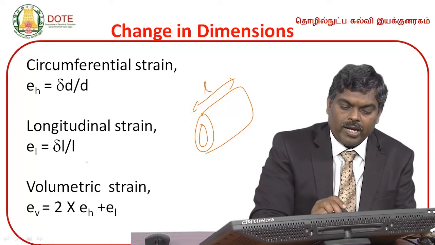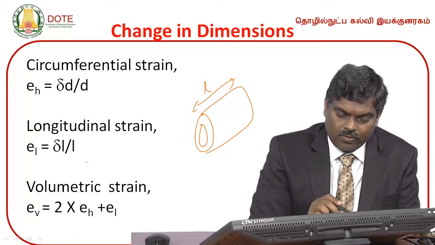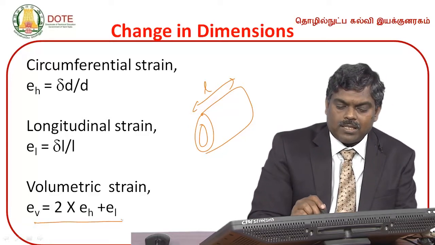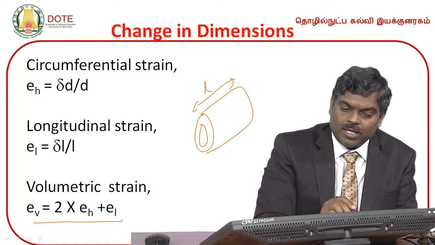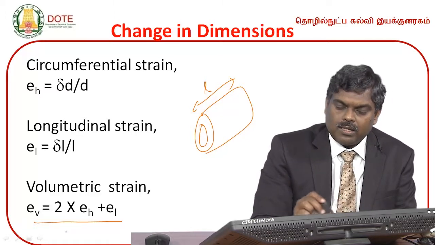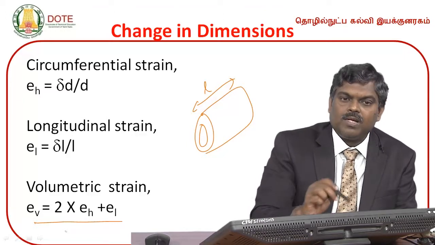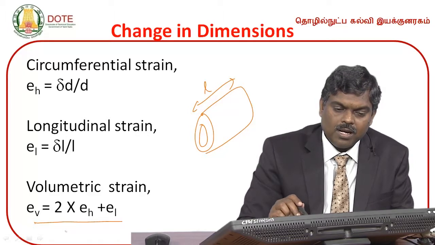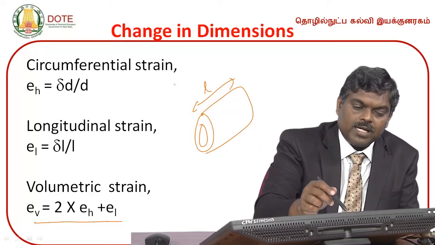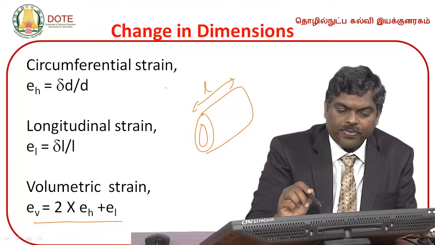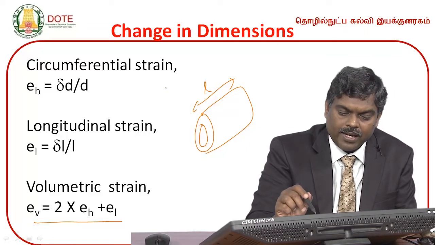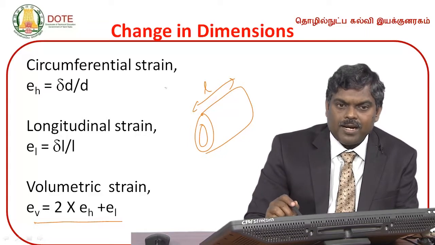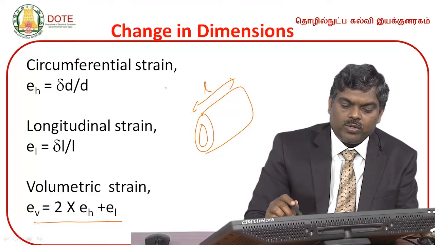Now we are going to calculate the volumetric strain. Volumetric strain is given by eV is equal to 2 into eH plus eL, 2 times the hoop strain plus longitudinal strain. This will give the volumetric strain of the object. For the thin cylindrical shell, the circumferential strain is given by del D by D, longitudinal strain is given by del L by L, and volumetric strain is given by 2 times the hoop strain plus longitudinal strain.